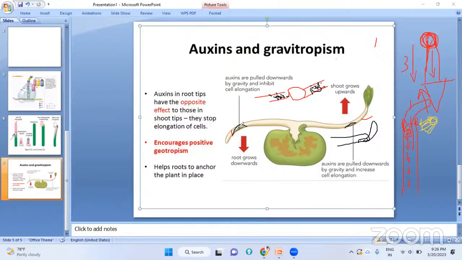What about here? This is the root. Here oxygen is present, but in the root, only the region with less oxygen grows, and as a result it shows downward movement. So both are opposite. The root shows positive gravitropism and the shoot shows negative gravitropism. In the shoot, growth increases with oxygen; in the root, growth increases where there is less oxygen. Clear? Clear, sir.